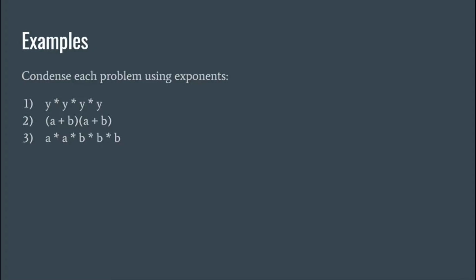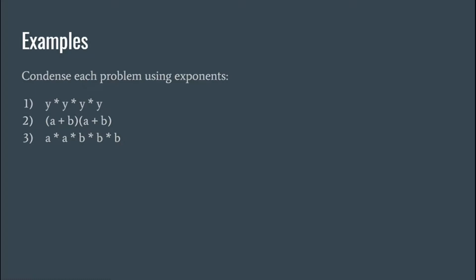Okay, the second one, (a plus b) times (a plus b). So it's kind of like the second example on the previous slide, except going backwards. So if you said (a plus b) to the 2nd power, then you're correct. Don't forget to put your parentheses around the a plus b, otherwise that exponent's only getting attached to the b, and that wouldn't be right.